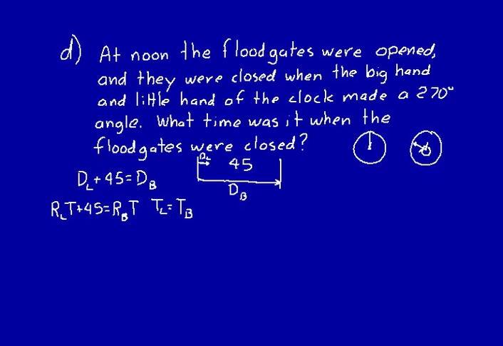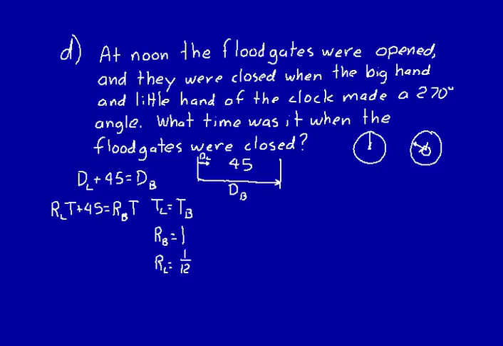So to solve for time, we still need to figure out the rate of the little hand and the big hand. The rate of the big hand, it basically moves 1 space every minute. And so we could just say 1 for its rate. The little hand, think about that, it moves 5 spaces an hour, or 5 spaces every 60 minutes, or 1 space every 12 minutes. So we're doing things in terms of spaces per minute here. So the time that we're going to find for this problem will be the time in minutes. We can add that to noon to figure out what time it was when the floodgates were closed.